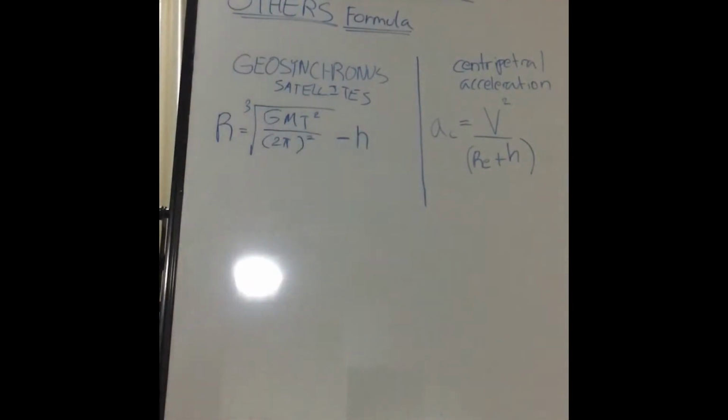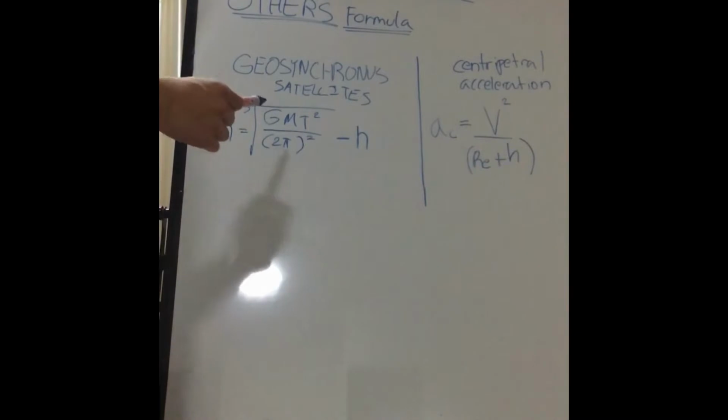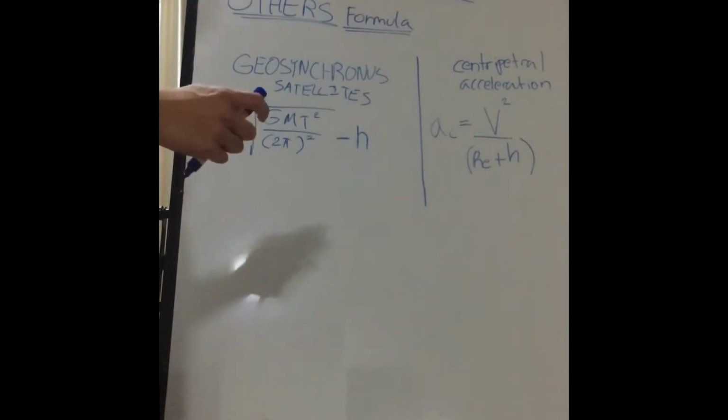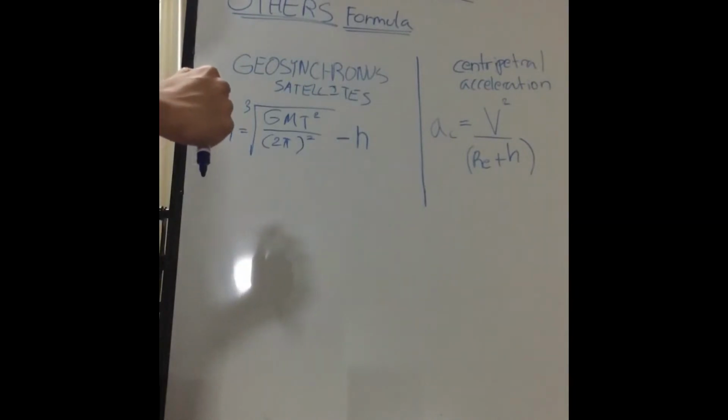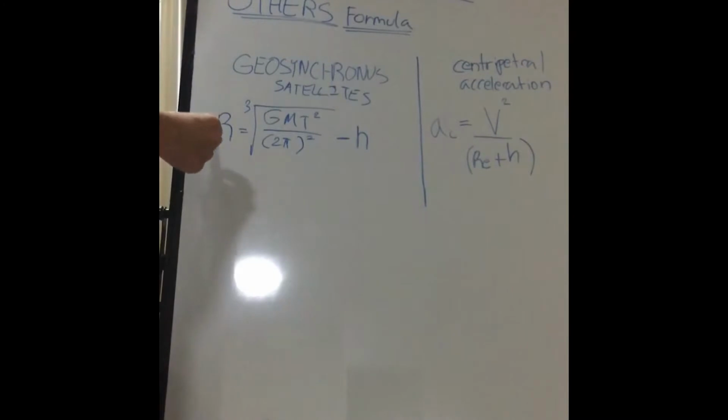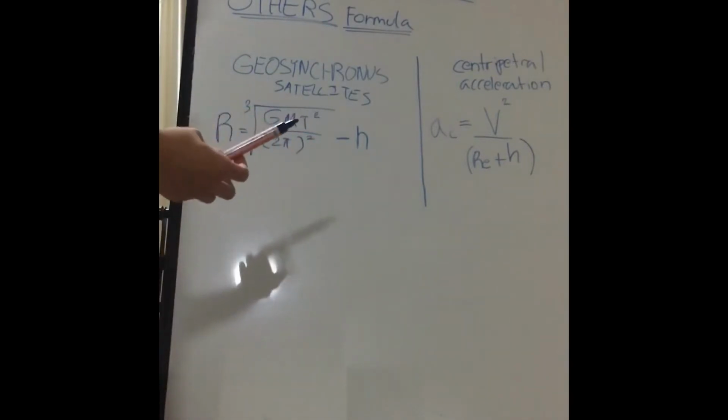So the last one is about the other formulas. The first one is the geosynchronous satellite. If the question is asking about or talking about the revolution or the period, you can use this formula. So you can find the radius, you can find the period, you can find the height.